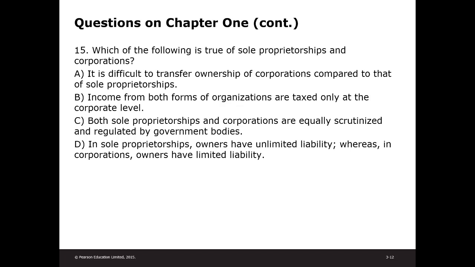Income from both forms of organization are taxed only at the corporate level. Also, this is not the answer, because in corporations, income is taxed twice. Both sole proprietorships and corporations are equally scrutinized and regulated by the government body. No, this is not true. The final one, in sole proprietorship, owners have unlimited liability, whereas in corporation, owners have limited liability. That's true, as we mentioned before, so the answer will be D.